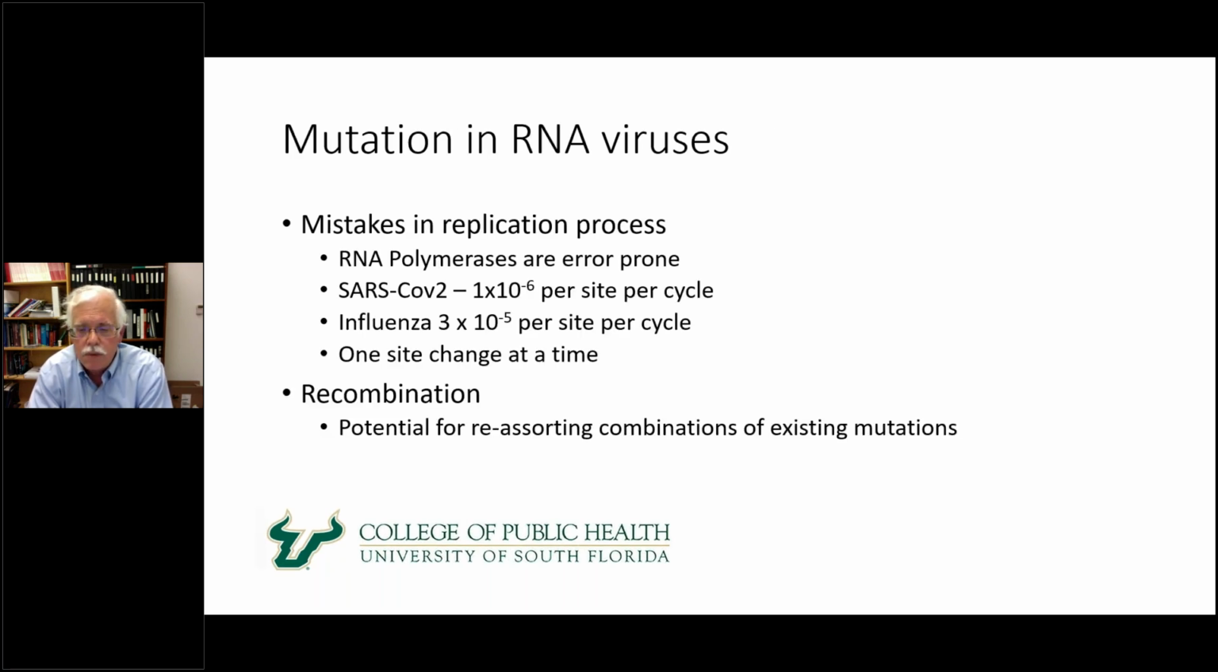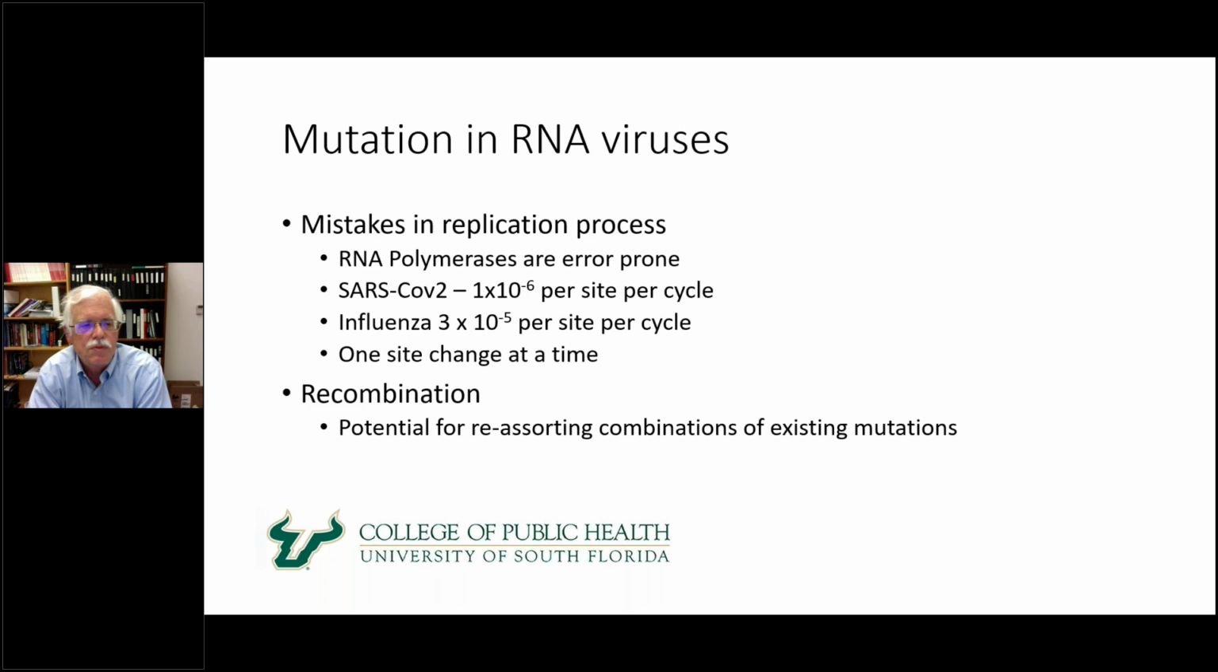So RNA viruses, as the coronavirus is, tend to be subject to relatively high amounts of mutation. The reason for this is that the RNA polymerases that replicate these genomes are pretty error prone. SARS-CoV-2, for example, has a mutation rate of about 1 in a million per site in the genome per cycle of replication. This is about 30-fold lower than influenza, which has a mutation rate of about 3 times 10 to the minus 5, or 1 in 300,000 mutations per site per cycle.